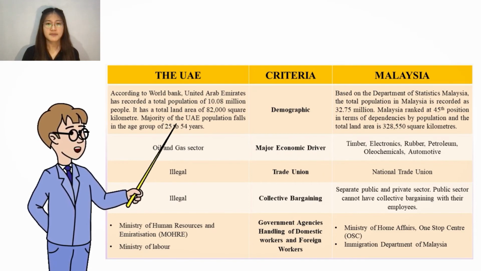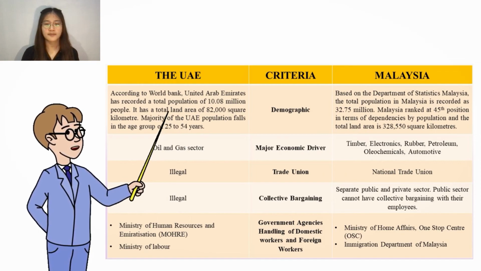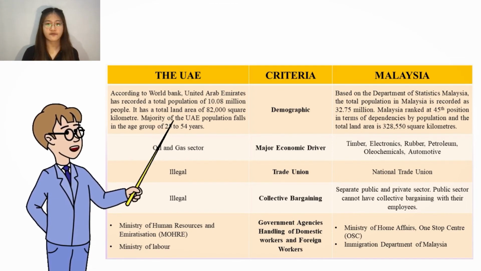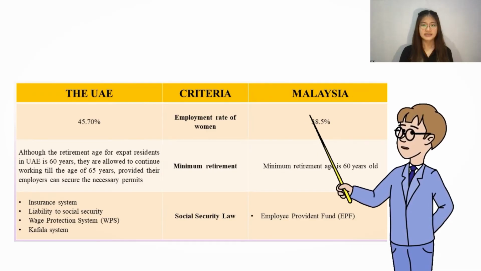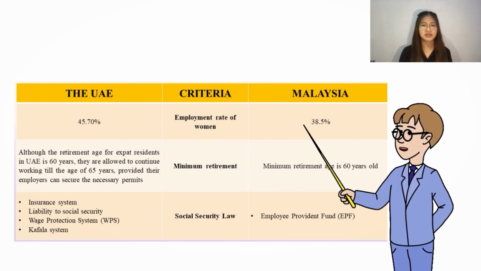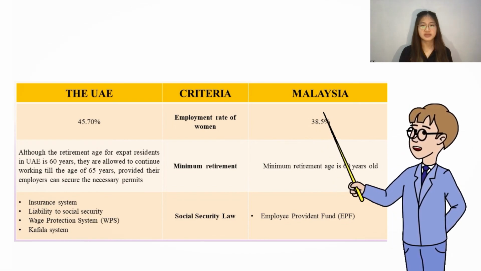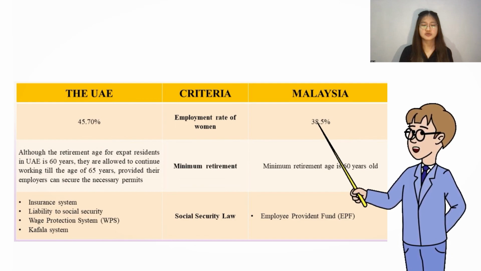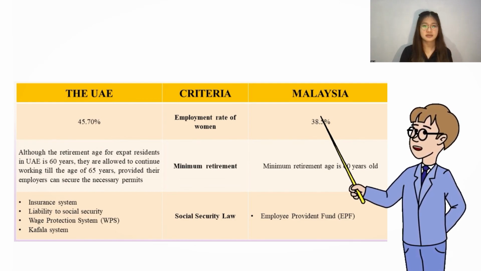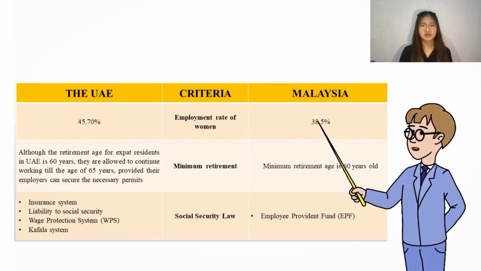In Malaysia, people who work in the private sector are allowed collective bargaining, whereas workers employed in the public sector are not allowed it. However, in the UAE, workers in either the public or private sectors are prohibited from participating in collective bargaining. Besides, the employment rate of women in the UAE is comparatively higher than in Malaysia. Next, the minimum retirement age in Malaysia is 60 years old. It is the same in the UAE. Nevertheless, UAE nationals are allowed to continue working till the age of 65 years as long as the employee obtains the necessary permits. Last but not least, there are also social security laws in both countries.